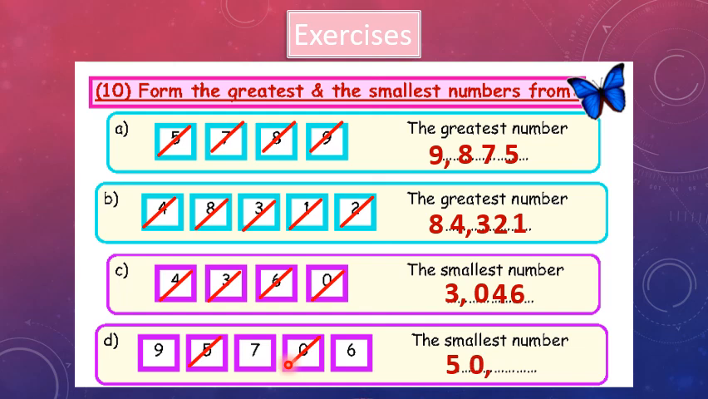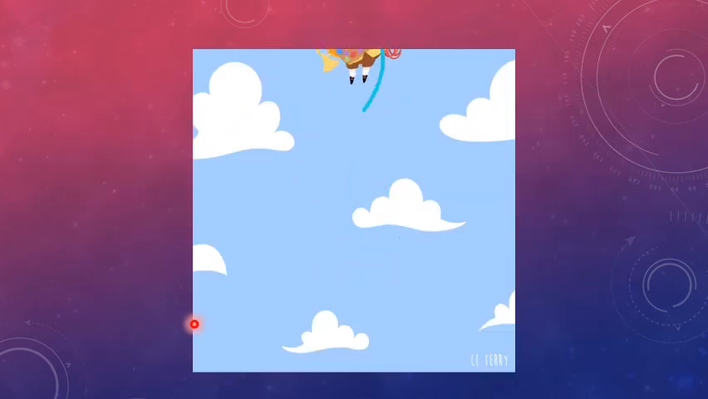Then put 0 beside it. Then 6, 7, and 9. Then once it is hundreds, put our comma, then it will be 50,679. This is the smallest number we can get from these cards. Good job. Excellent work. Good job.